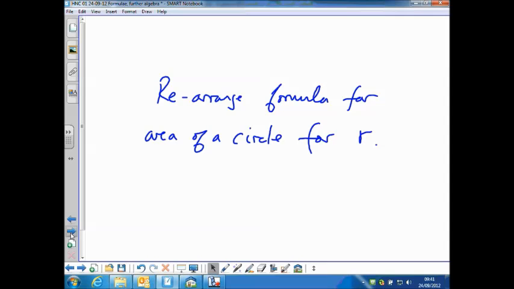Rearrange the formula for the area of a circle for R. So just have a go at that now. Think about what is the formula for the area of a circle, and then rearrange it so it reads R equals something. Formula then for the area of a circle?